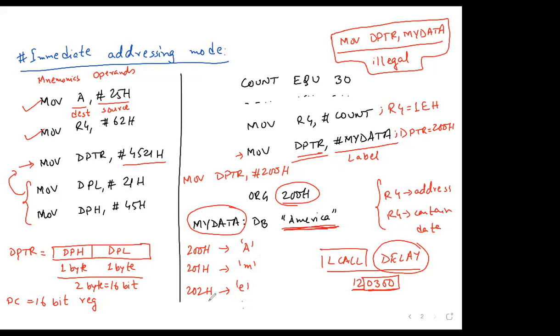No, sorry, is it a RAM location, 200h? 200h is not a RAM location. These are ROM locations. For this particular example, all these three are being stored in the ROM.